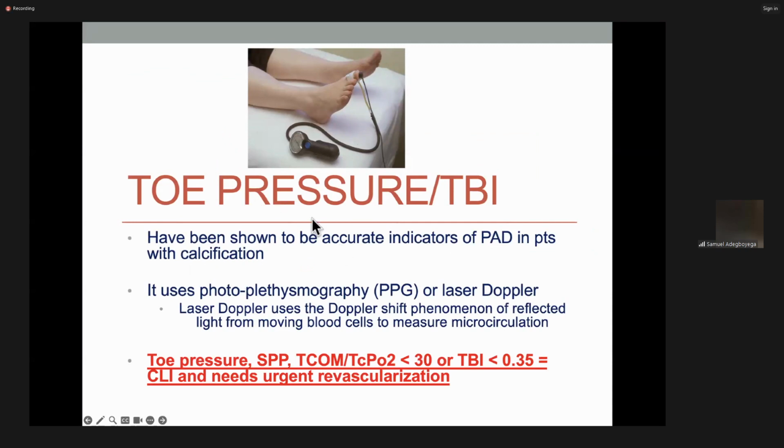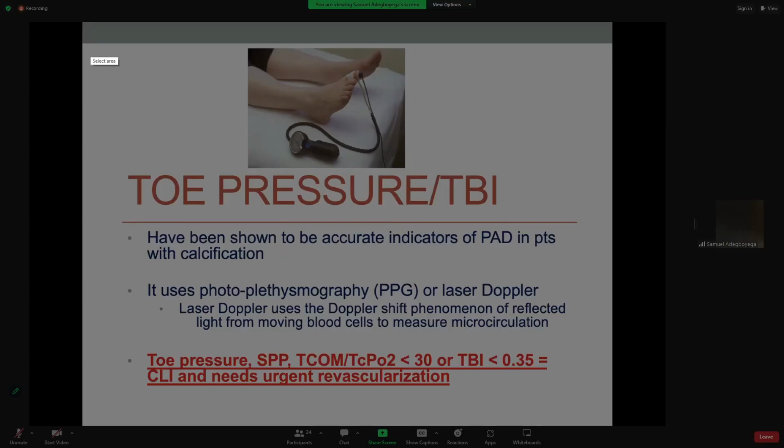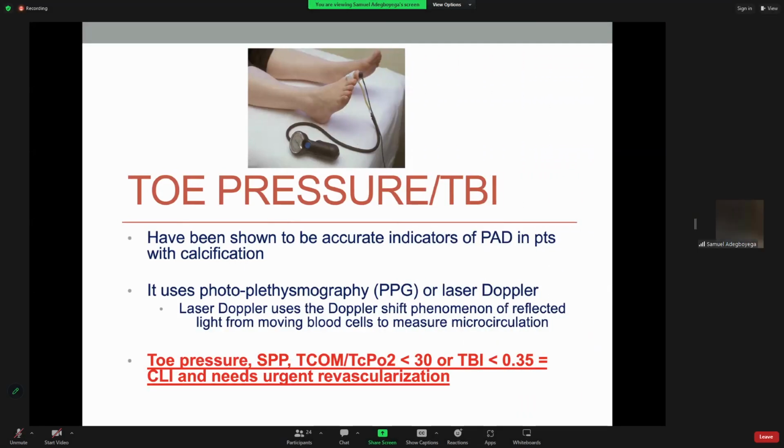What's your normal toe pressure? 0.7? Wrong. 70 to 100. Toe pressure is a pressure. It's not a ratio. 0.7, yes, that's for TBI. So 70 to 100 is normal, but when it comes to healing, you need 50 and above. For wound healing, they say 50 and above is okay. So the number you're looking for is 50 and above.